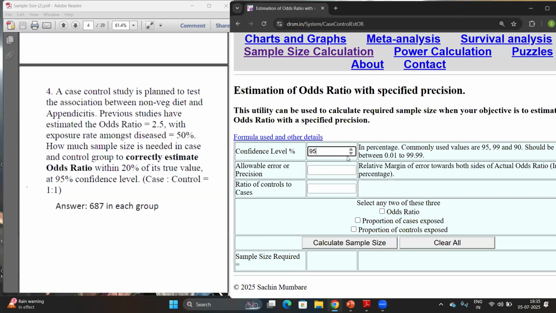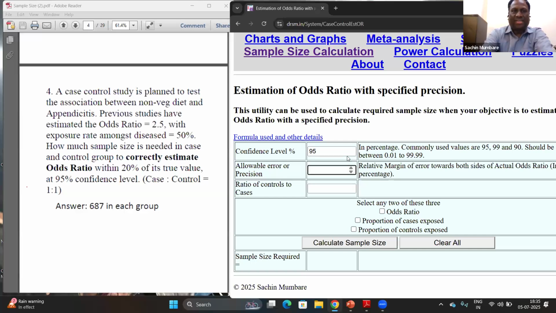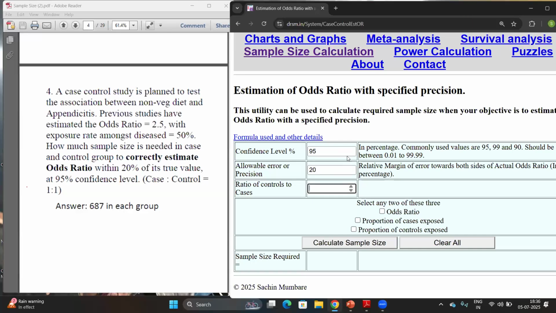Allowable error is how much? We want to correctly estimate odds ratio within how much? 20%. So allowable error is 20%. Ratio of controls to cases, how much? 1:1. So the ratio of controls to cases 1:1 means it is 1.